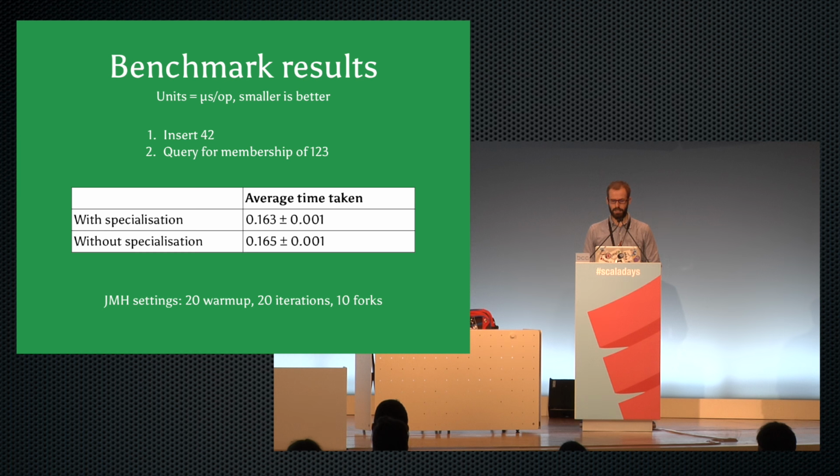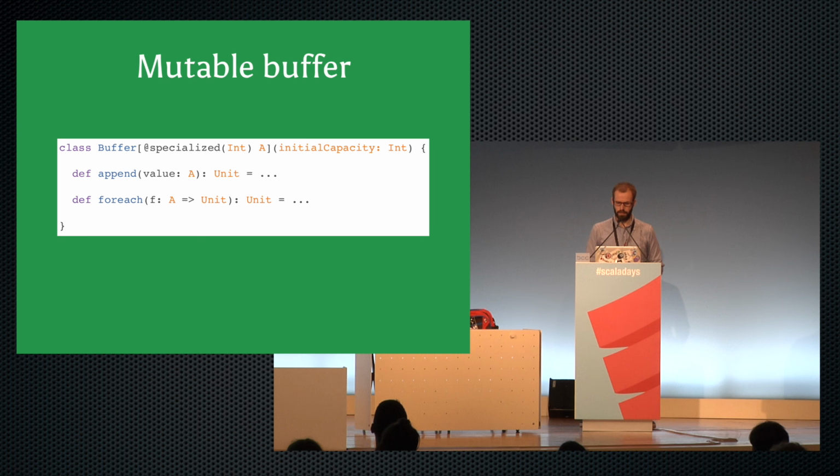I think the reason is that the Bloom filter is doing quite a lot of other stuff. It's computing hash functions and things, and so the benefits that you get from specialization are just diluted. They're not really that important in the grand scheme of things. So that's a bit disappointing, but let's have a look at another benchmark.